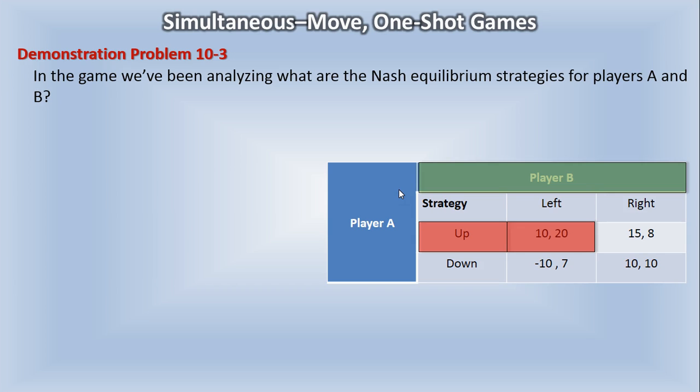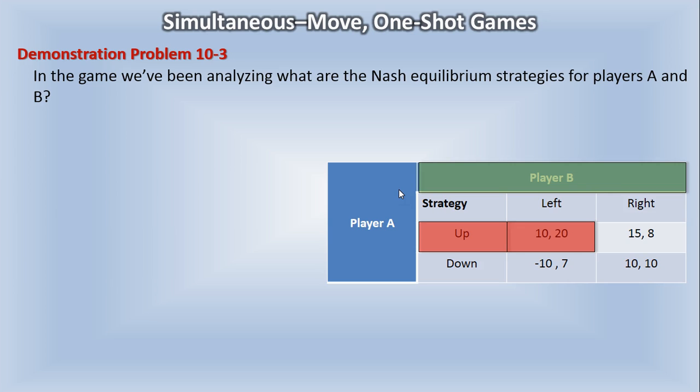So let's say player B would choose left if player A chose up. And then player A would choose up if player B chose left. Then this would wind up being a Nash equilibrium because both of them would choose that, and neither of them would have any incentive to deviate from those sets of strategies. So let's take the perspective of player B.